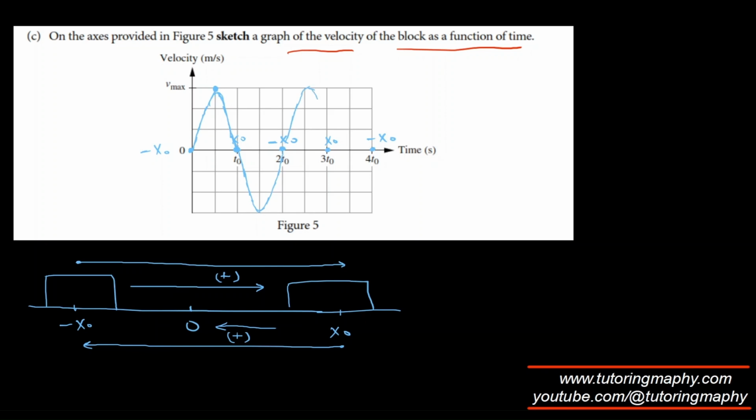Likewise you have to just repeat this. It will again go up, come down, keep moving down, and then eventually come up. This value will be negative V max over here. So that's how the situation should look. It's basically a sine curve. It has to be a sine curve.